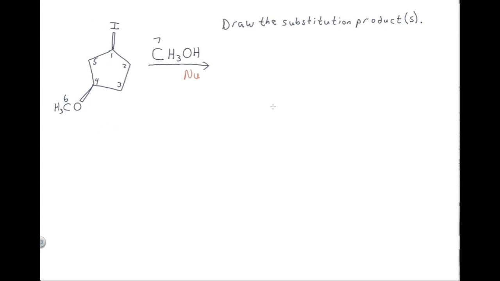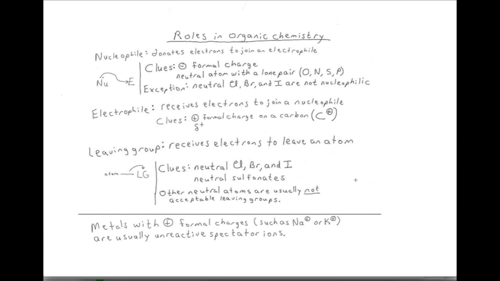Now we have to choose a leaving group. Well, here's a neutral iodide. That's a good candidate for leaving group. But what about this neutral oxygen? Could we use this neutral oxygen as a leaving group? Well, in the first video in this series, we learned that neutral atoms usually are not acceptable leaving groups.